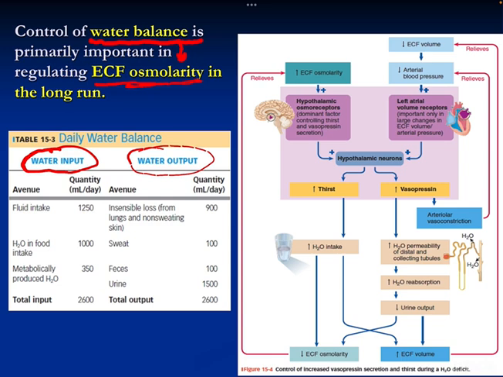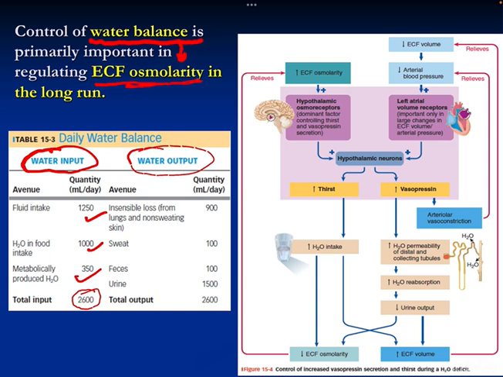So normal water input and output. Input is through fluid intake, which is approximately 1250 ml per day. Water intake in food is 1000 ml per day. Metabolically produced water is 350 ml per day. So the total is 2600 ml per day.